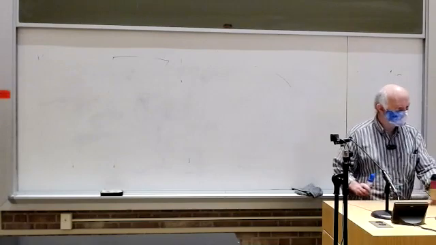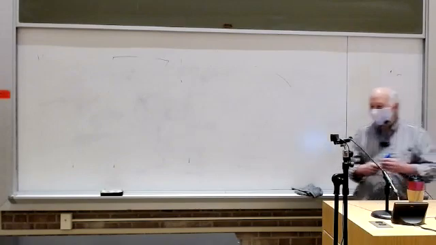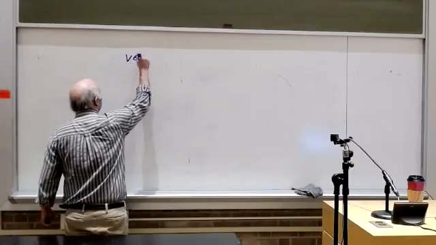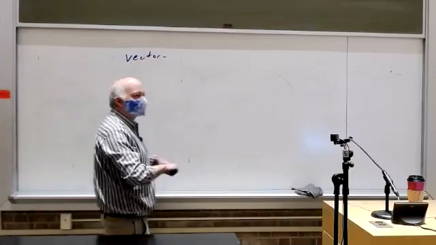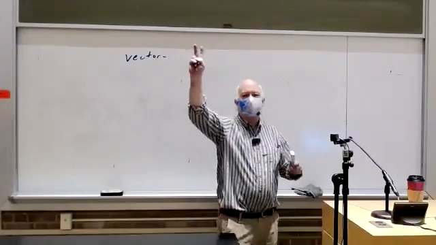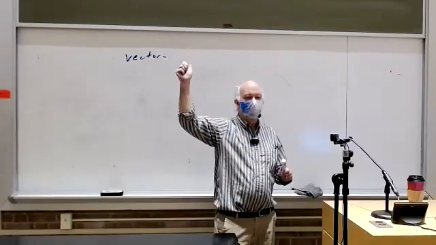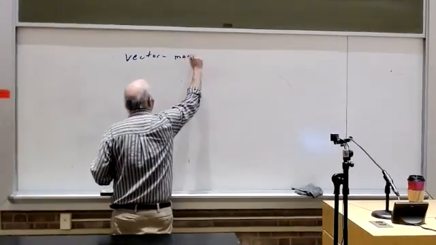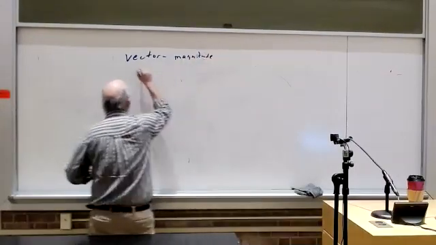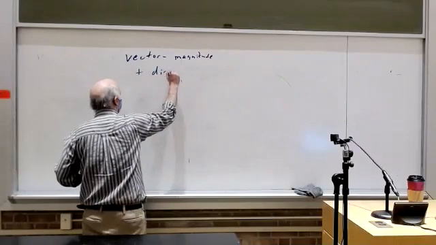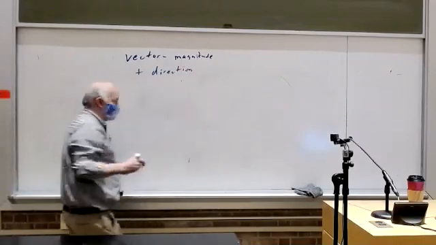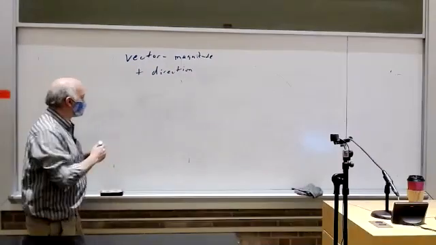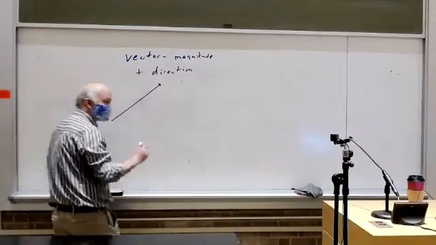Okay, we can start. So we talked about adding vectors. So we had a vector here. Okay, what did we say a vector was? It has two things. Magnitude and direction. So how do we represent a vector? An arrow.